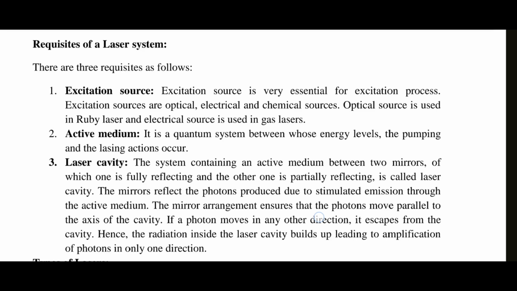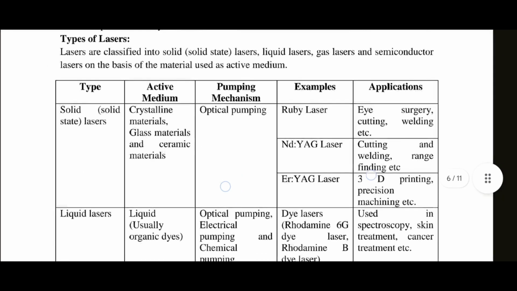There are three requisites for laser action: excitation source, active medium, and laser cavity. Excitation source: optical, electrical, chemical. Active medium: a quantum system between whose energy levels pumping and laser action take place. And the laser cavity contains the active medium with two mirrors, one fully reflecting and the other partially reflecting. The mirrors reflect the photons to produce stimulated emission through the active medium. The arrangement ensures that the photons move parallel and the radiation inside the laser cavity builds up, leading to the amplification of photons in only one direction.